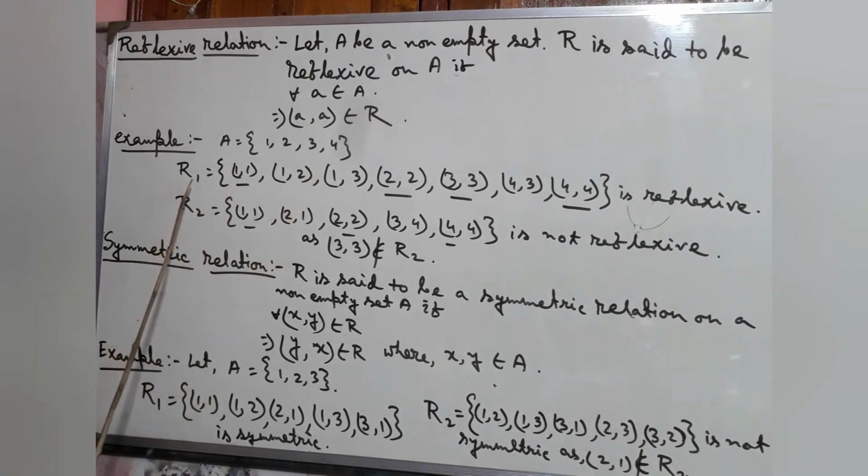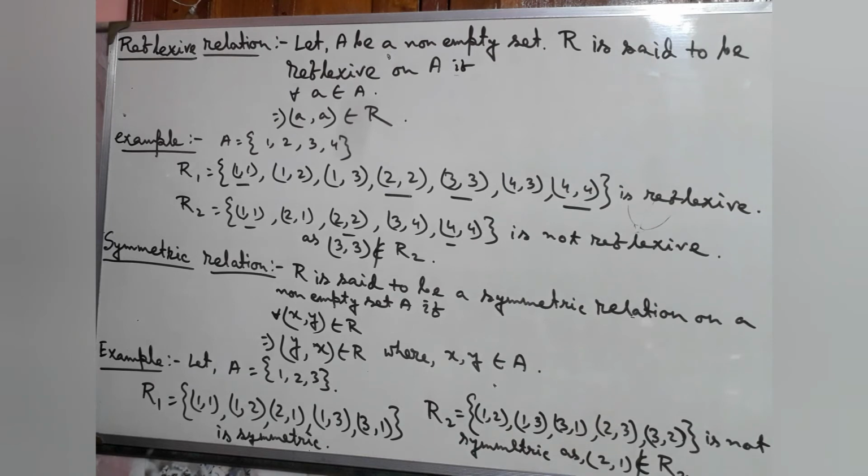You see, in this relation R1, there are (1,1), (2,2), (3,3) and (4,4). No need to see the other elements that are there. So, it is reflexive. But in this R2, you see (1,1), (2,2) and (4,4) are there, but the element (3,3) is not present in R2. So, it is not a reflexive relation.